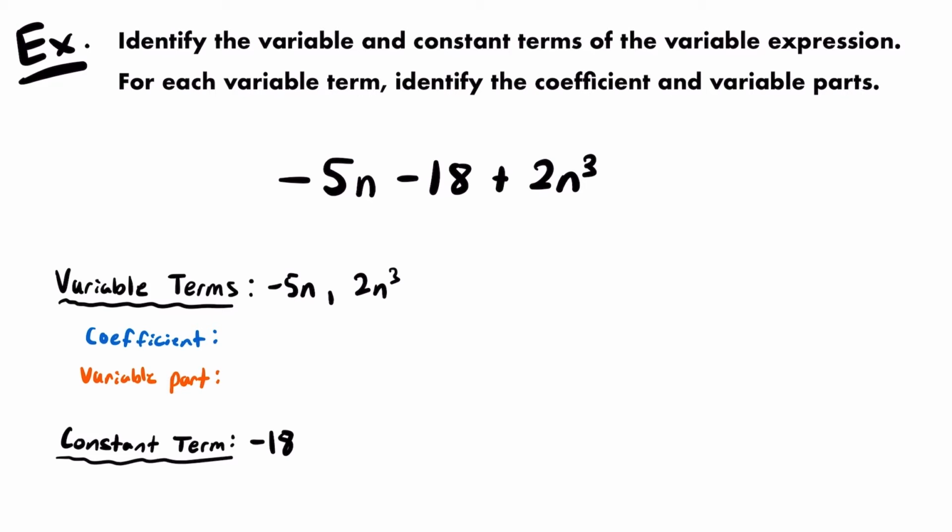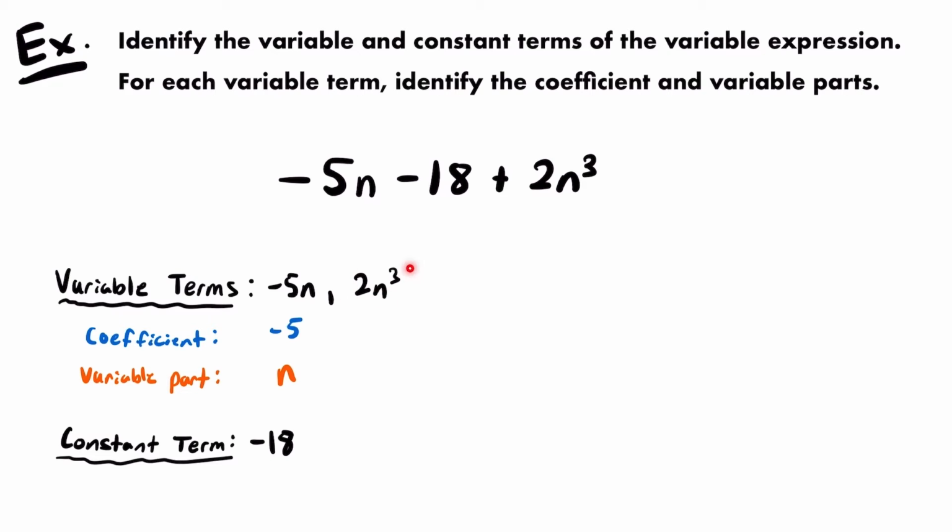Okay, so now we've identified our variable and constant terms. Let's work on identifying the parts of our variable terms next. And so starting with negative 5n, the coefficient, or the number out front of the variable, is negative 5. So our coefficient is negative 5, which means that our variable part must be just n. That is the part of the variable term that involves a variable.